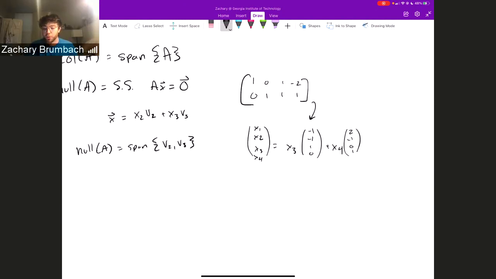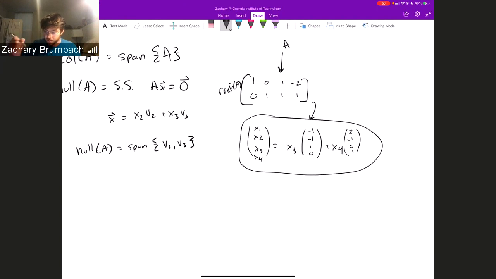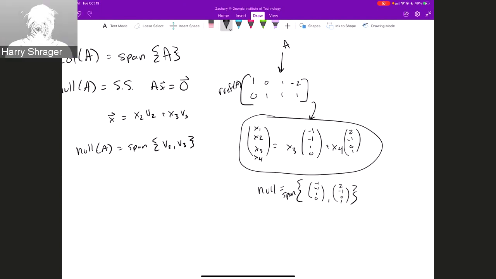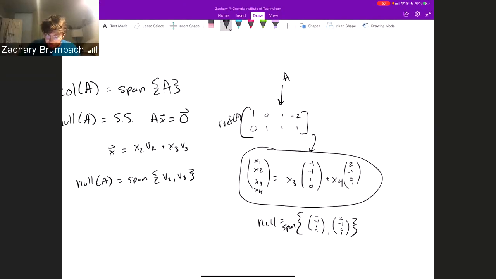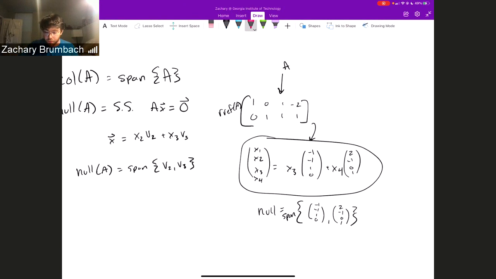So this would be our null space. Say we have A, and then this is the RREF of A, and then we get this. So our null space is the span of these two vectors. From this reduced row echelon form, to find our column space going backwards, we would take these columns, and they would give us our column space. So the dimension of the column space is 2. We have these two linearly independent vectors.